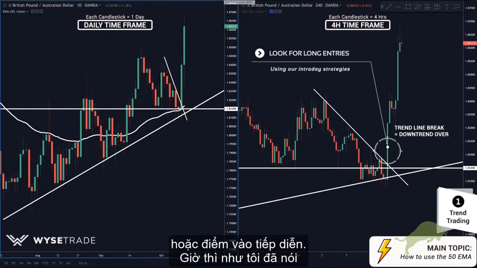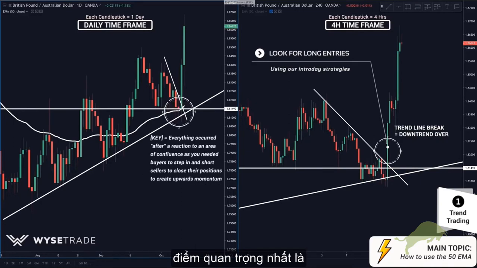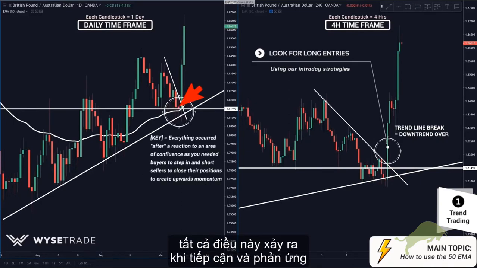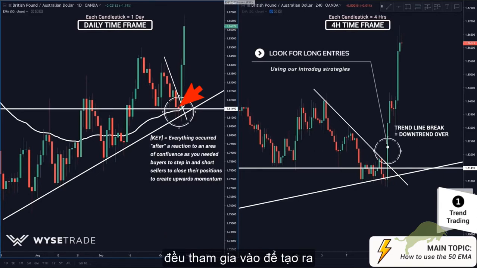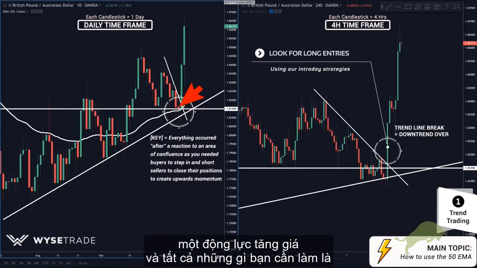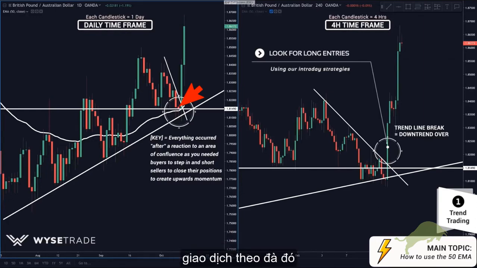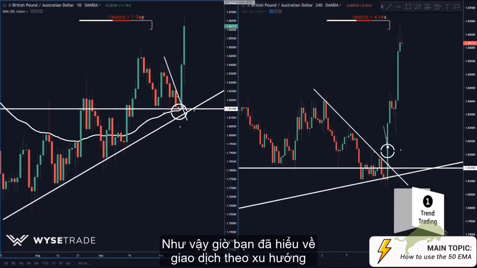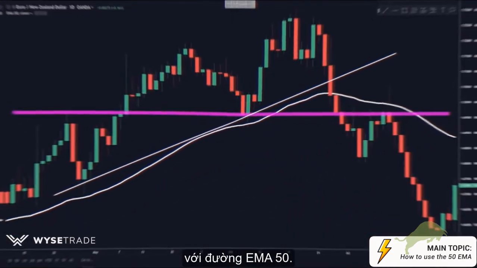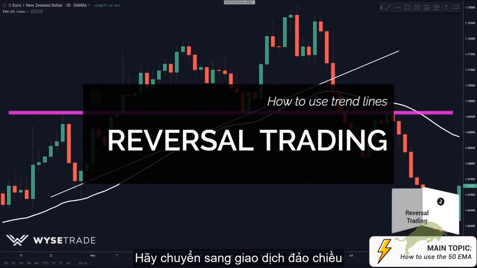Now, as a reminder, the most important part is that this all occurred after reaching and reacting to an area of high confluence, as you needed all those different schools of traders to enter the market in order to create upwards momentum. And what you are doing is riding the momentum for your trade. So now that you understand trend trading with the 50 EMA, let's move on to reversal trading.